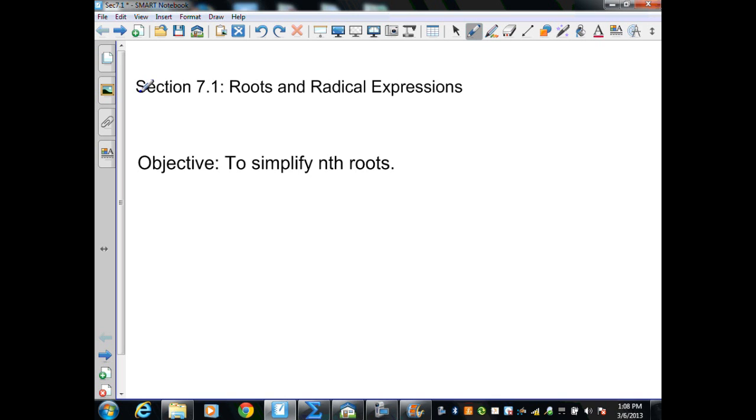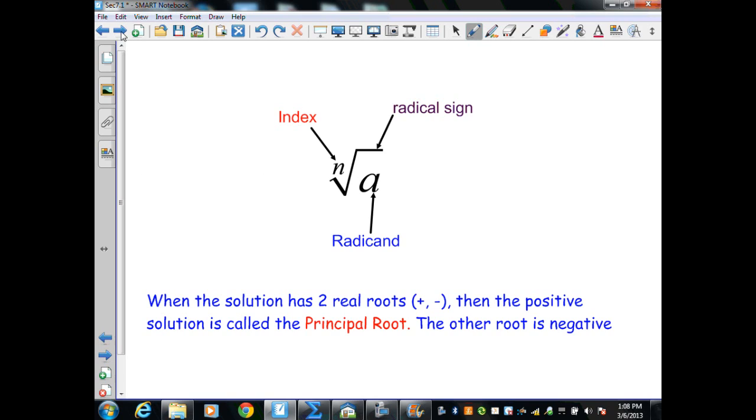Section 7.1, Roots and Radical Expressions. On our first slide, let's take a look at the syntax of a radical. Here we have our radical symbol. The numeral or variable inside the symbol here, represented by A, is our radicand, and the root that we're going to use to perform the operation is the index.